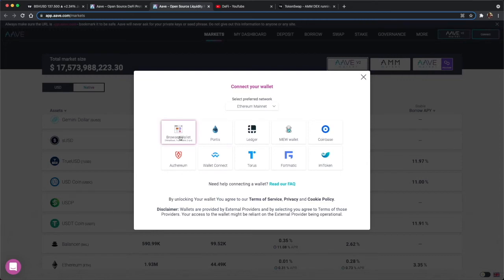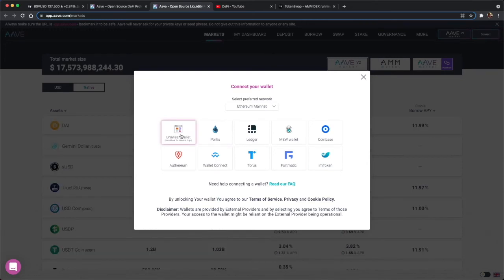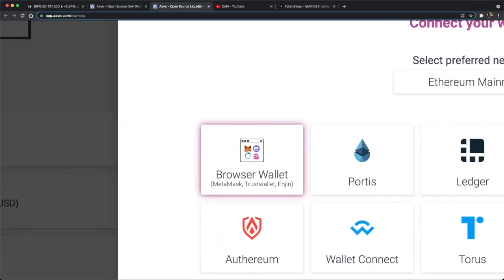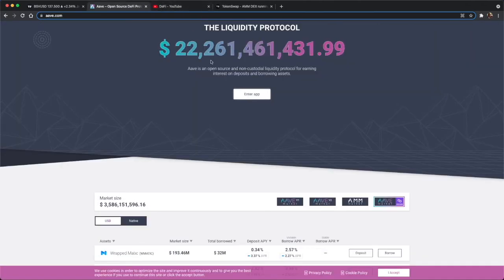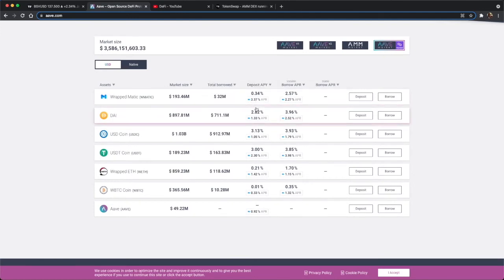I tried connecting it, and now I'm hitting browser and wallet to get MetaMask, but it won't. There's MetaMask right there. It won't go. So forget about it. But you get the idea. We need something like this in BSV.